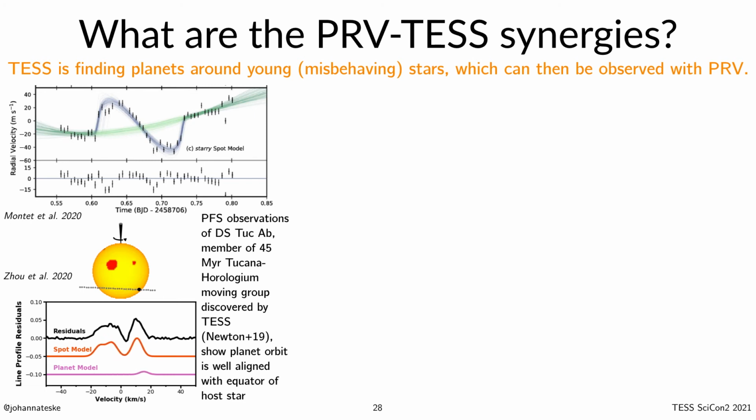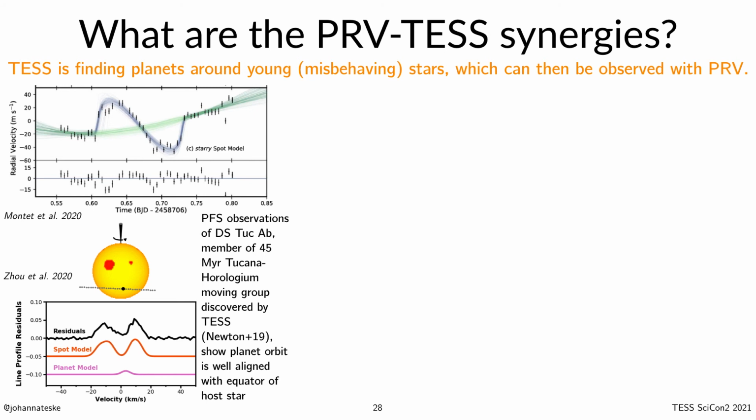Finally, studying planets over a wide range of ages is the next best thing to be able to study planet formation and evolution in real time. And so TESS is finding planets around stars that would be quite challenging to observe with just RVs alone because of their level of variability and in particular rotation. And so the K2 mission was starting to also find planets around young stars, and TESS has continued in that.